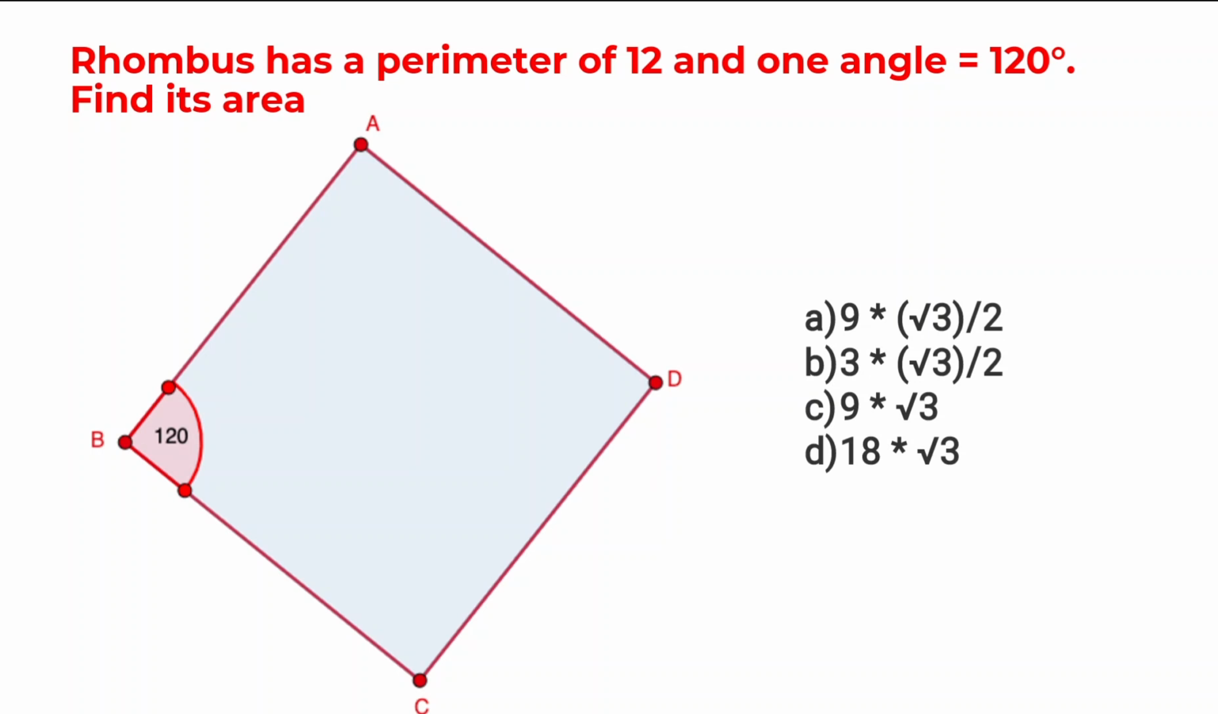And the question is saying: a rhombus has a perimeter of 12 and one angle is 120. Find its area. Okay, the figure has been given and the options have been given. So what is a rhombus? The first thing I just want to tell you is what a rhombus is.